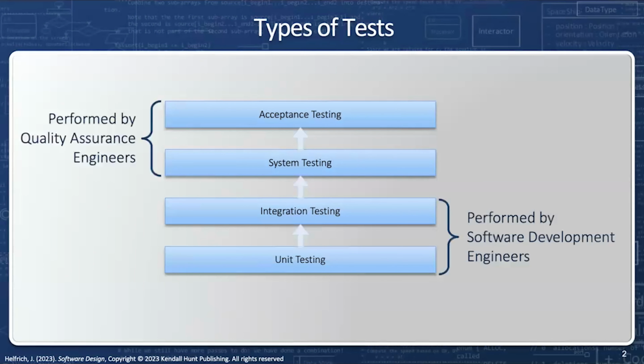Developers, on the other hand, or software development engineers, perform integration testing and unit testing. This code is written into the code base. It has access to the actual code itself. It verifies that the test passed with asserts. So it's done a different way than system testing and acceptance testing.